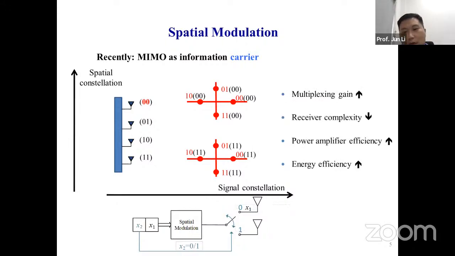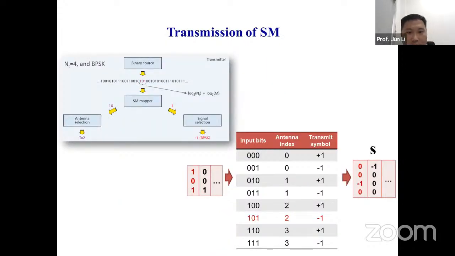And there are 4 advantages for SM. The first one is that the multiplexing gain is very high, it has lower receiver complexity, it has higher power amplifier efficiency, and the last one is that it has higher energy efficiency, right? Because spatial modulation only uses 1 transmit antenna, the power consumption is very, very low compared to the MIMO technologies. Let's see one example, right? It's very clear here.